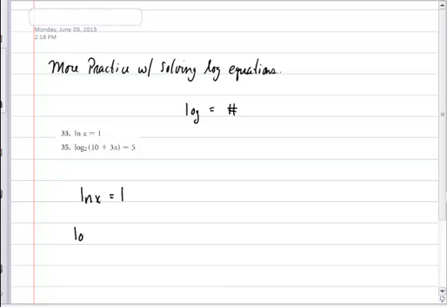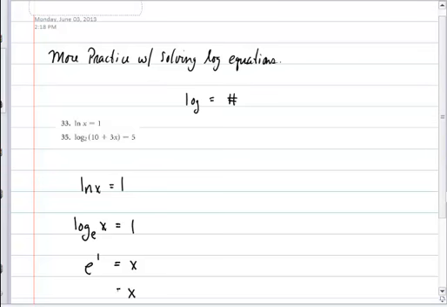And what we do is write that in exponential form and then solve it. So in this case, you rewrite it as e to the 1 equals x, and that's your answer. x has got to be equal to e, which remember e is equal to 2.718, and it's an irrational number, so that would be the answer to 33.